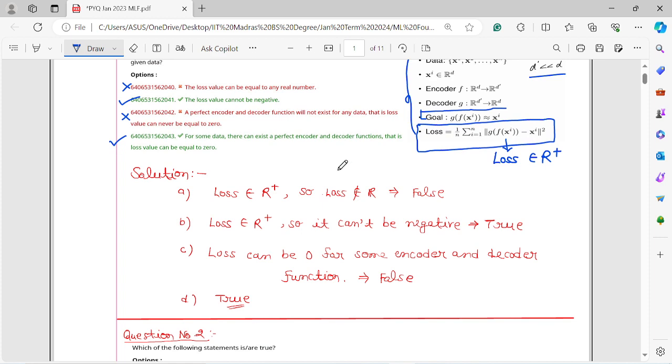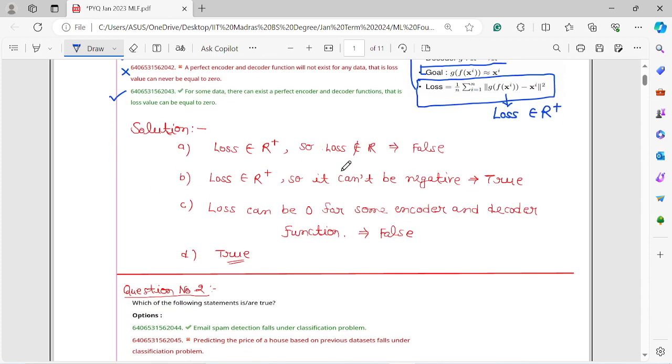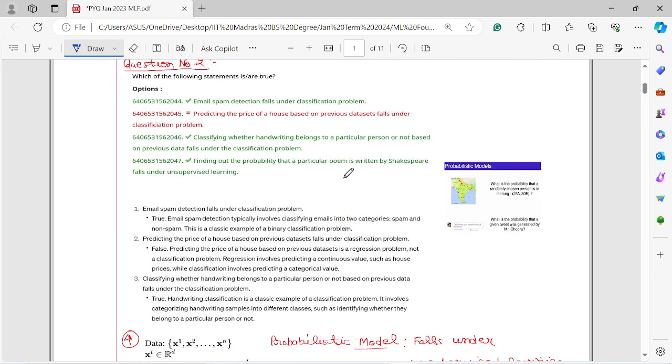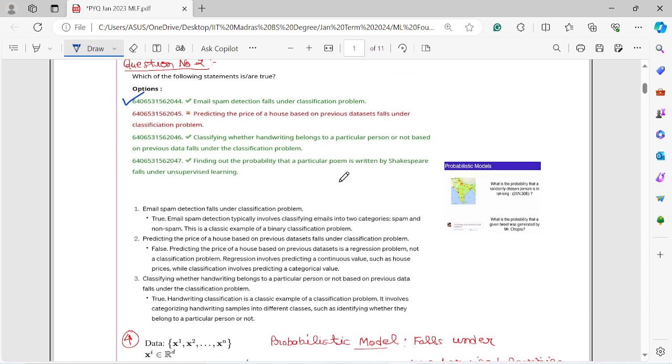Okay, so I hope you understand this problem. Let us start with the next problem, number 2. Problem number 2 says: which of the following statements are true? The first option is email spam detection falls under classification problem. This is correct, because email spam detection typically involves classifying emails into two categories, spam or non-spam. So this is a classic example of a binary classification problem.